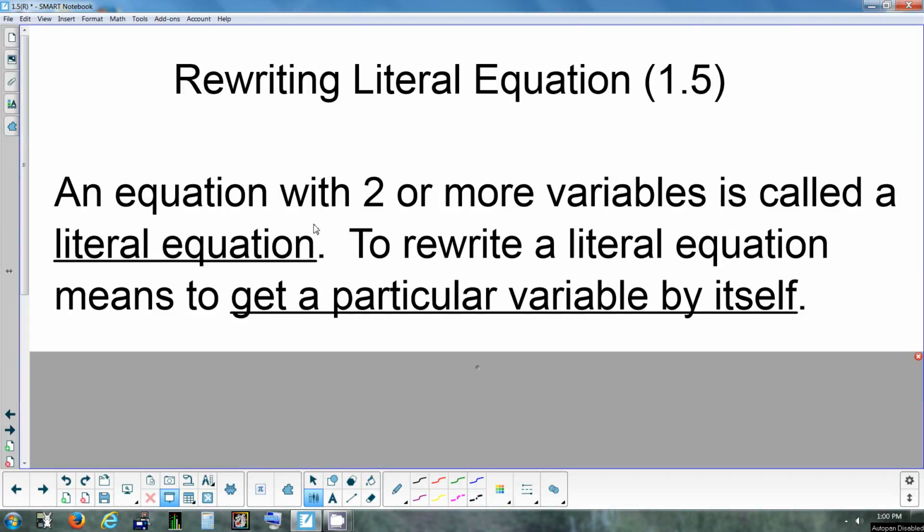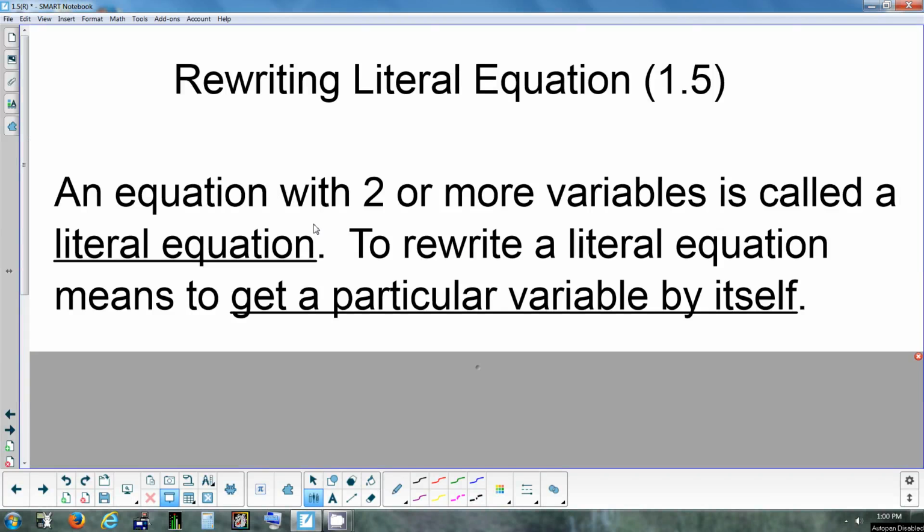All right, so the goal in this section is basically like Mr. Roy just showed you. You're going to have equations. They're going to have multiple letters in them. And we're going to be asked to get a particular letter by itself. Mr. Roy did an example where he got y by itself. They might ask us to get x by itself. They might give us a different formula that has other letters.